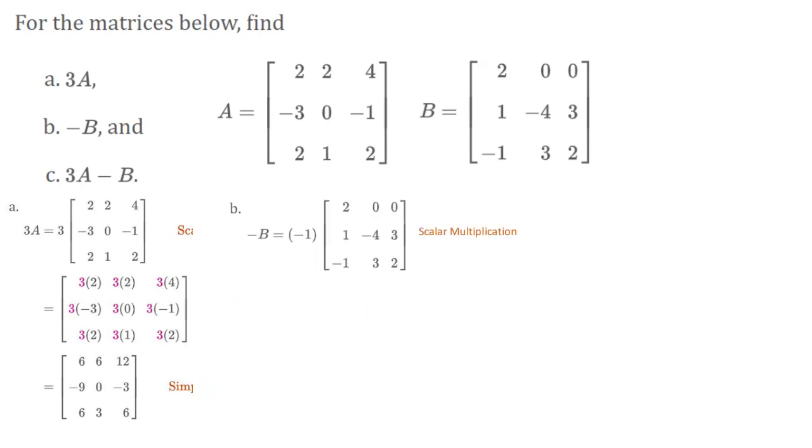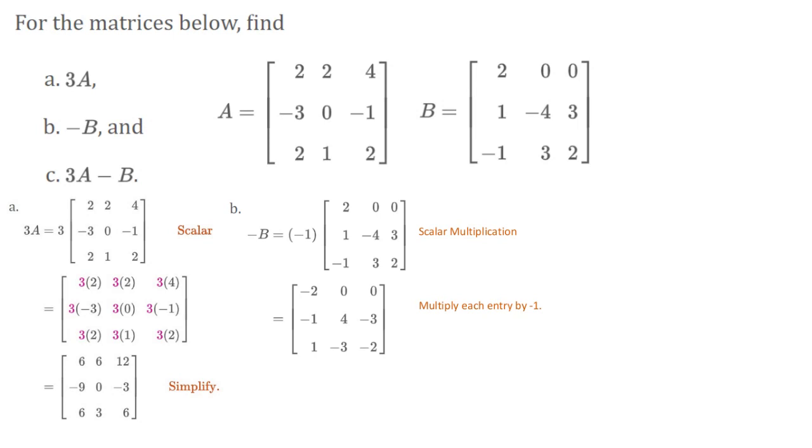All right, so let's practice subtracting. If I have a negative B, keep in mind it's like multiplying a -1 to our matrix B. So it could be a scalar multiplication. So let's go ahead and do this. We multiply this -1 to all of the elements in here. You get -2, 0, 0, -1, +4, -3, +1, -3, and -2.